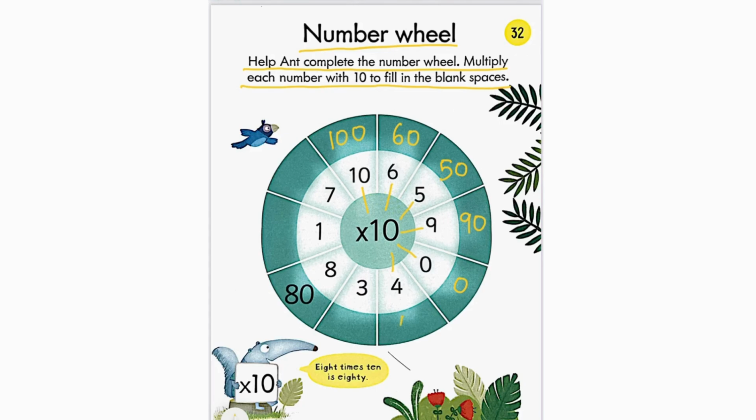4 times 10 equals 40. 3 times 10 equals 30. 1 times 10 equals 10. 7 times 10 equals 70.